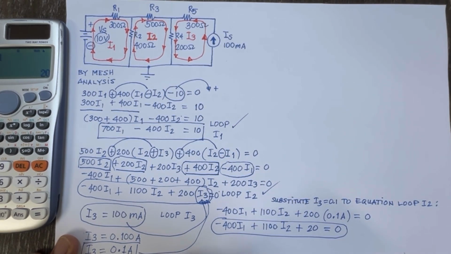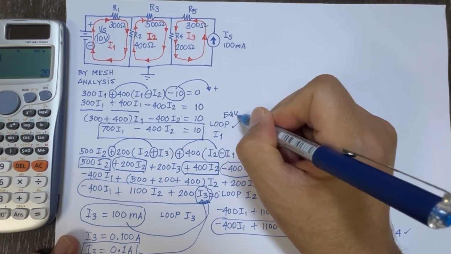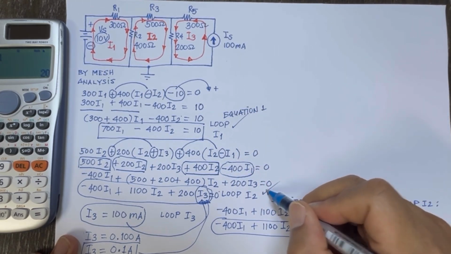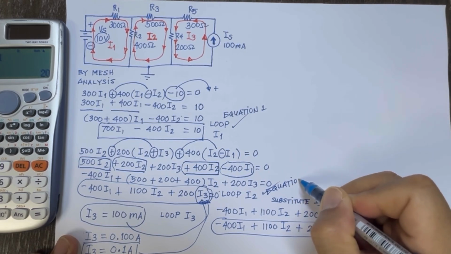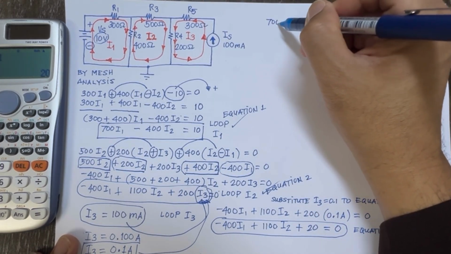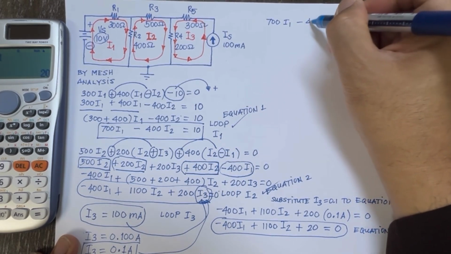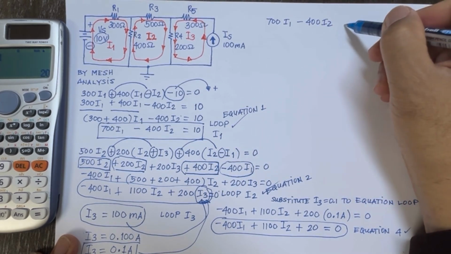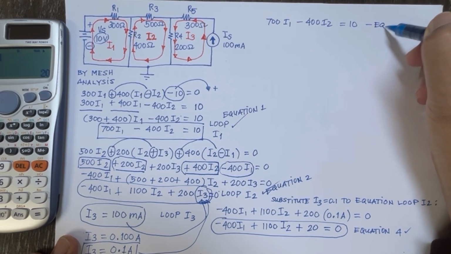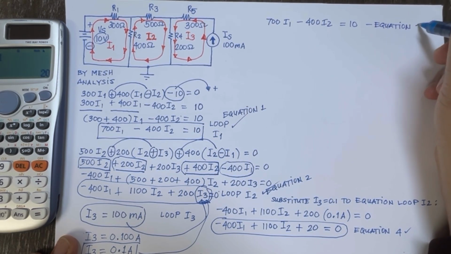So as you can see, we have 4 equations. This is equation 3 and this would be equation number 4. This is equation number 1. And this will be equation number 2. Although not necessary, it's better to write it. Now we have the first equation, 700 I1 minus 400 I2 equals 10. That will be coming from equation number 1.